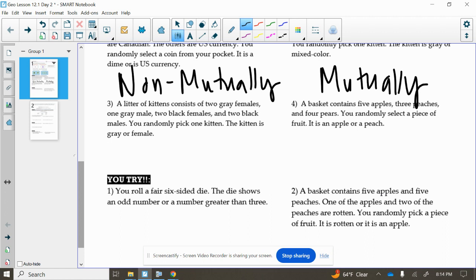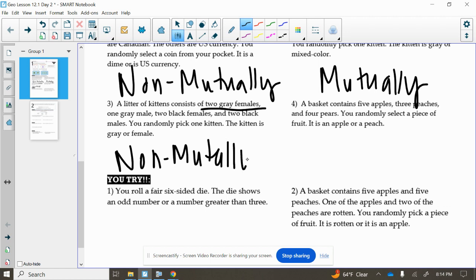In example 3, a litter of kittens consists of 2 gray females, 1 gray male, 2 black females, and 2 black males. You randomly pick a kitten. What is the probability that the kitten is gray or it's female? Well, it might be one of the 2 gray females. So, because there's that potential for overlap, we would call that non mutually exclusive.